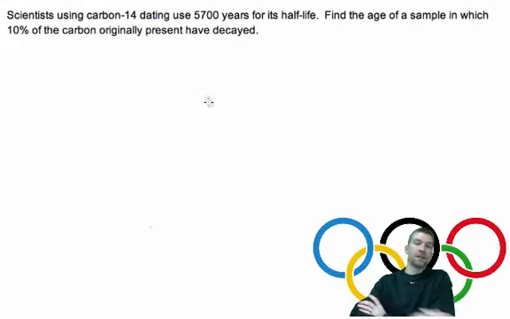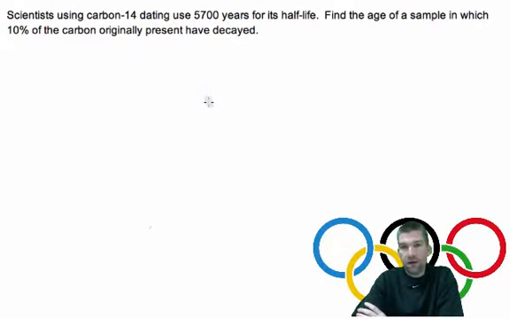All right. In this example, we're going to look at some more exponential growth and decay type of situation here. Real life-ish, kind of, if you died 5,700 years ago, real life. So scientists are using carbon-14 dating, which uses 5,700 years for its half-life. Find the age of a sample in which 10% of the carbon originally present has decayed.